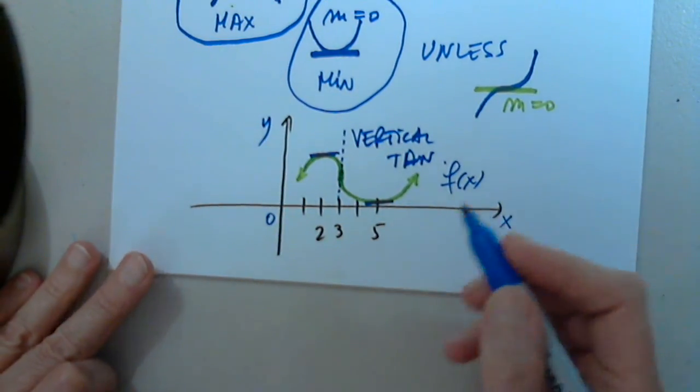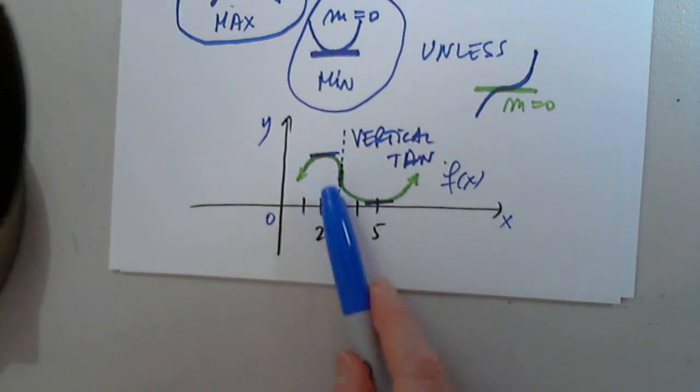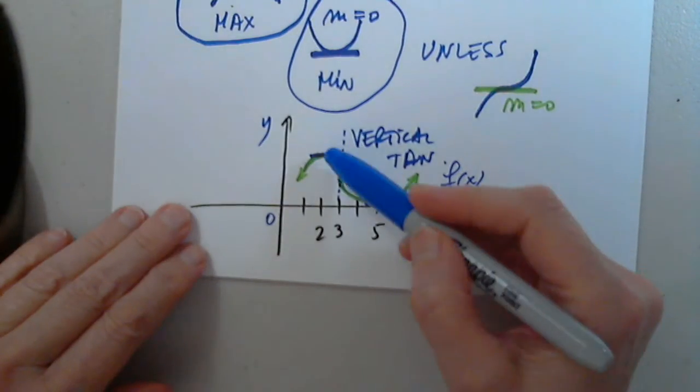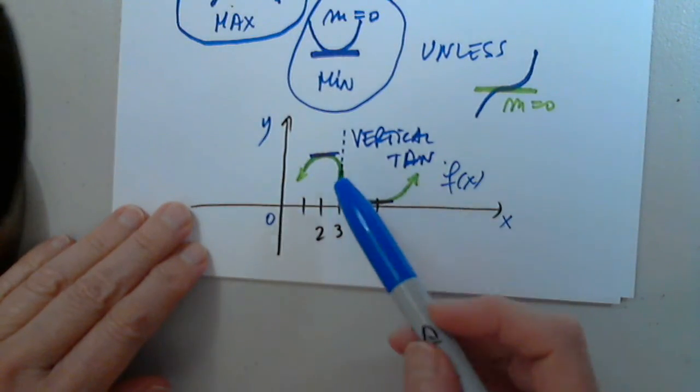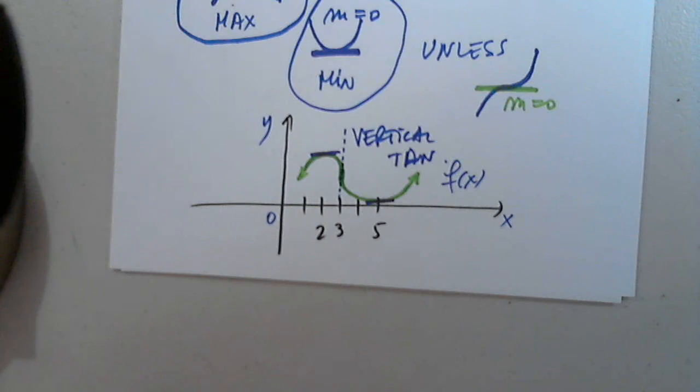You can be creative and do whatever else you want. You can make it a corner. You can make it a corner or a cusp, and it goes up, and it has a horizontal tangent at 5. You can do whatever you want. This is just one example.